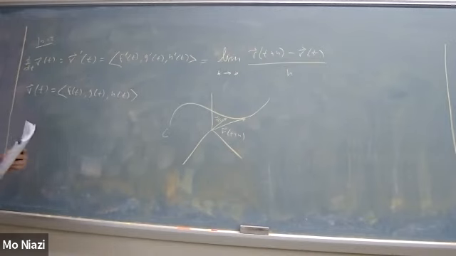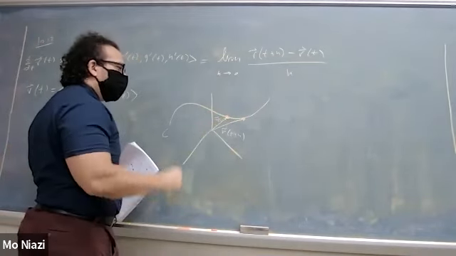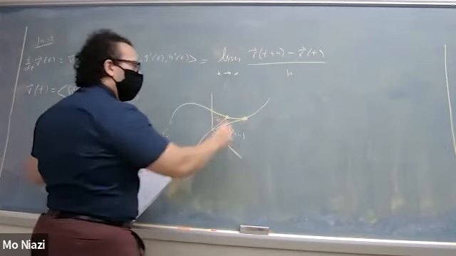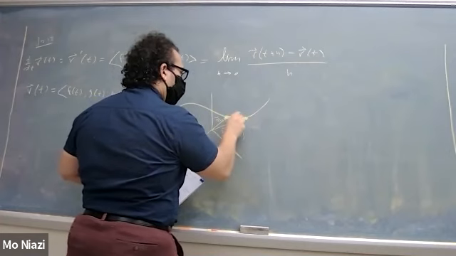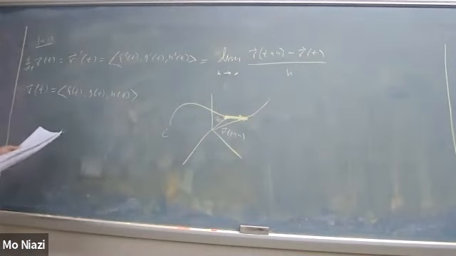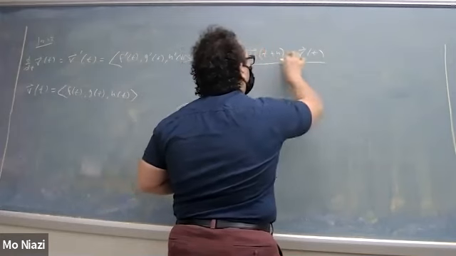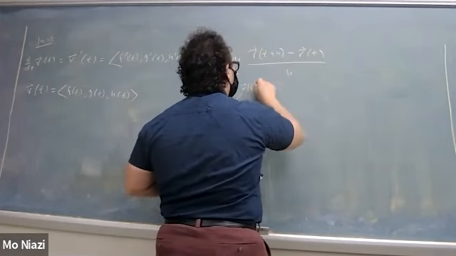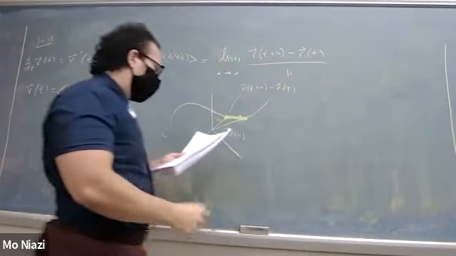We evaluated r of t. It points at this point right here. Then we evaluate r of t plus some tiny amount of change. It moves a tiny amount on the curve. And then we create a vector that connects these two. That vector that connects these two by vector addition is this numerator. This right here is r of t plus h minus r of t. That's just the numerator.